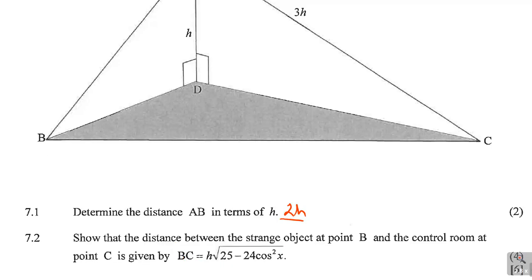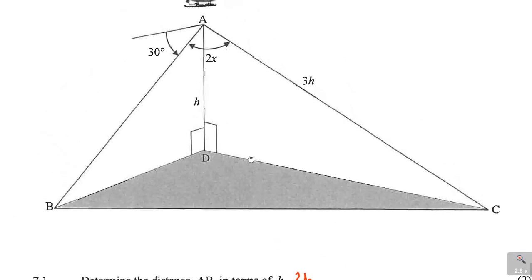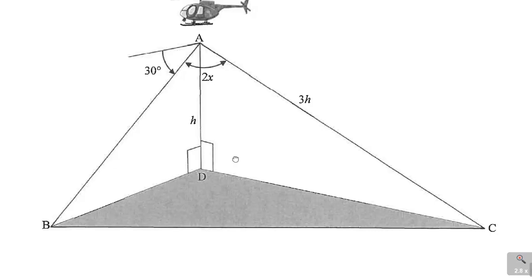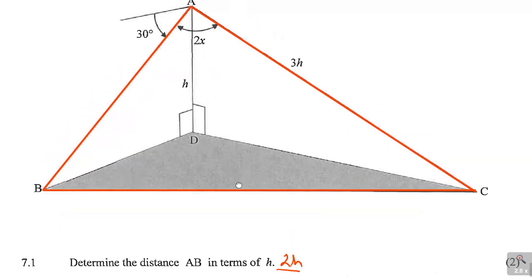So now let's work on how to simplify. This is 4 marks, as you can see. Let's work on how to simplify that. So what I have now is a triangle, and this particular triangle that I'm going to use is triangle ABC. And in triangle ABC, what information am I given? Remember, we have AB, which we found in the previous question, which is 2h.